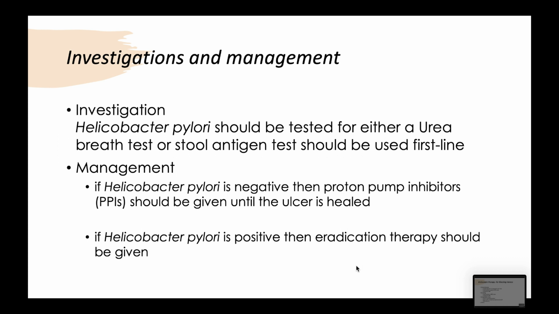You would consider doing a urea breath test or a stool antigen test as a first line. Following that, you obviously would do some sort of biopsy through endoscopy or through endoscopy alone. However, if it is H. pylori negative upon test, then you would consider using a PPI only until the ulcer is healed. However, if it is positive, then you would consider something called the eradication therapy.